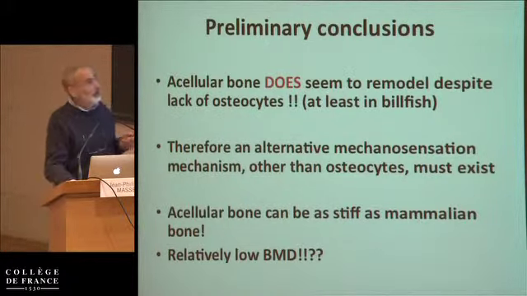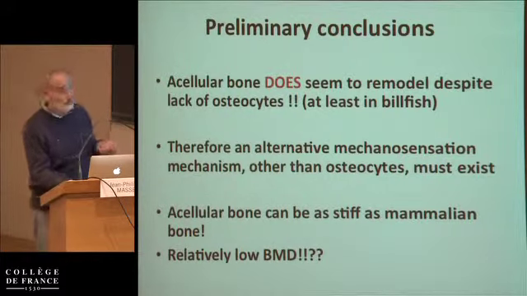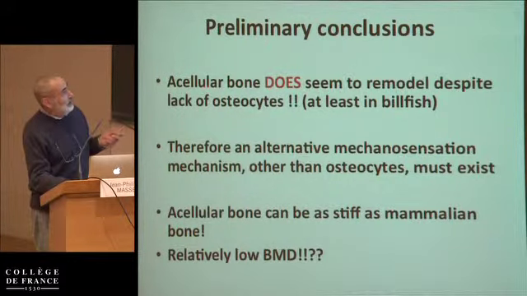So this is my last slide. My preliminary conclusion from this is that acellular bone, at least in the billfish, can remodel, and it would be really interesting to know how it does it, although it doesn't have osteocytes. It may have an alternative mechanosensation mechanism. I don't know. Acellular bone can be quite stiff and relatively low BMD.